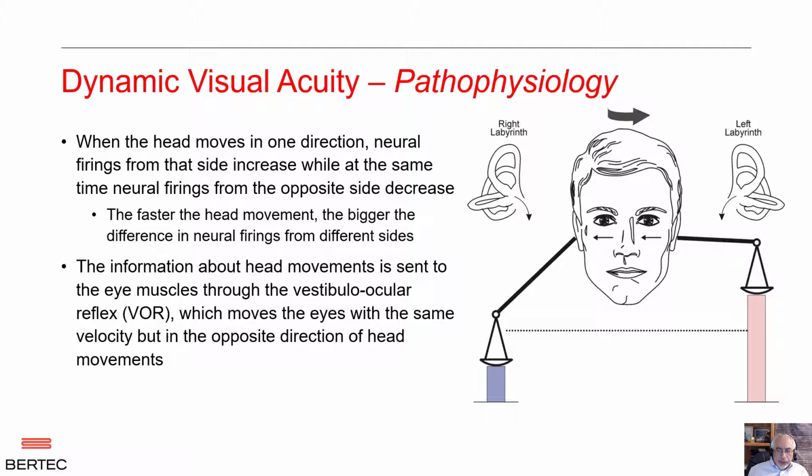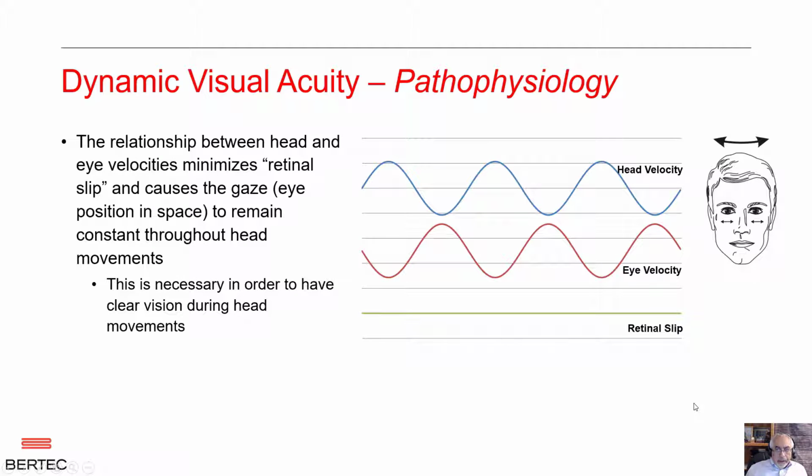Let's assume that this patient is moving his or her head sinusoidally side to side, as shown here in the top tracing. For a person who has a normal VOR function, eye velocities will be essentially equal, but in the opposite direction of head movements.